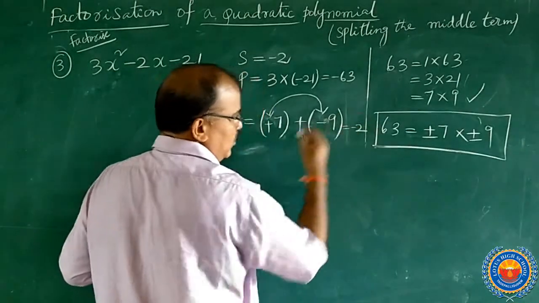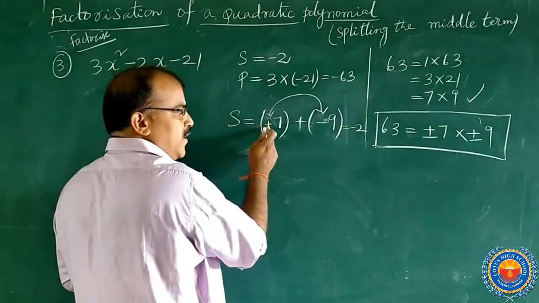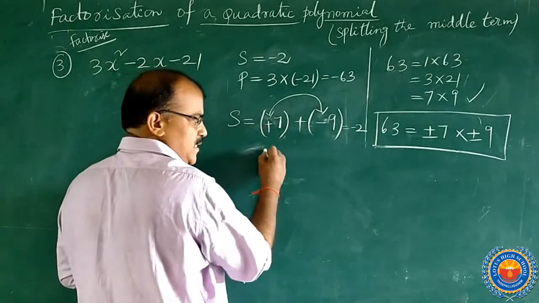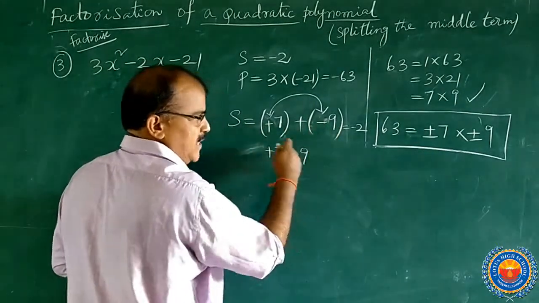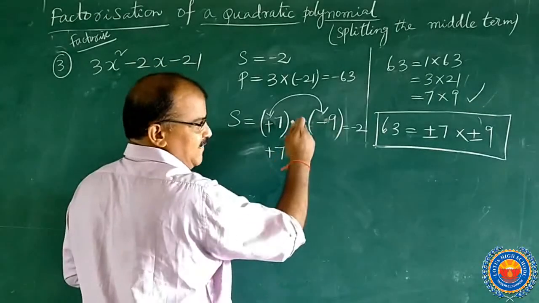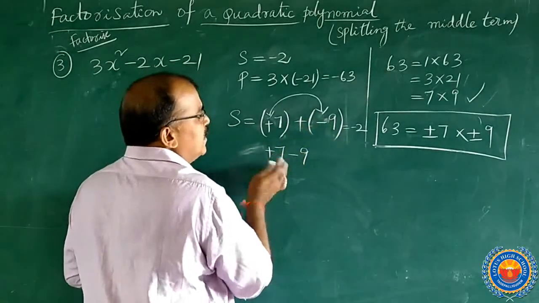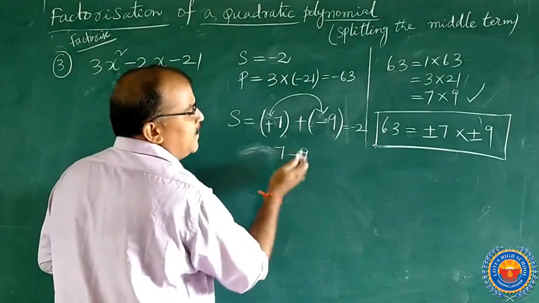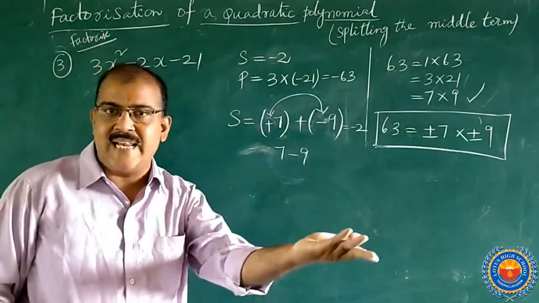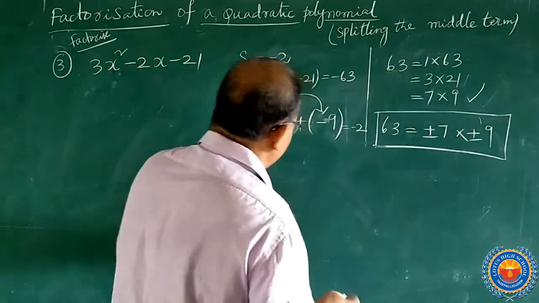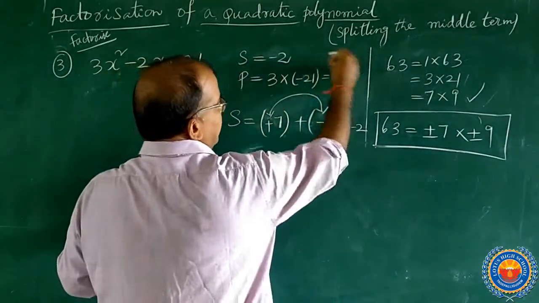What is the sign in front of this bracket? Plus of plus is plus 7. Plus of minus is minus 9. If you are not writing this, no problem. 7 minus 9: what is 9 minus 7? 9 minus 7 is 2, so 7 minus 9 is minus 2. You can take it like that also. Yes, sum and sum is matching.